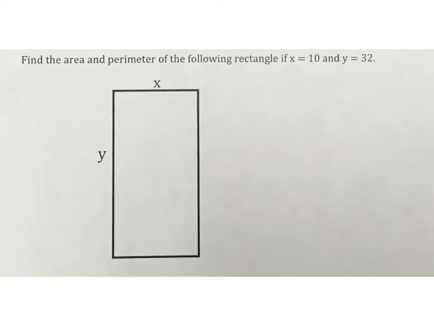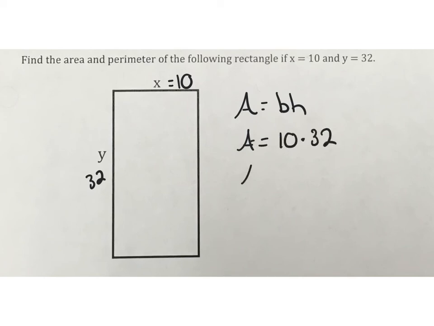Okay, and our last problem says to find the area and perimeter of the following rectangle if x is 10 and y is 32. So once again, I would write x is 10, y is 32. Still, we're finding area, which is base times height. So in this problem, our base is going to be 10 times our height, which is 32. And that would be 320. And even though there's no label, you should still put units squared.